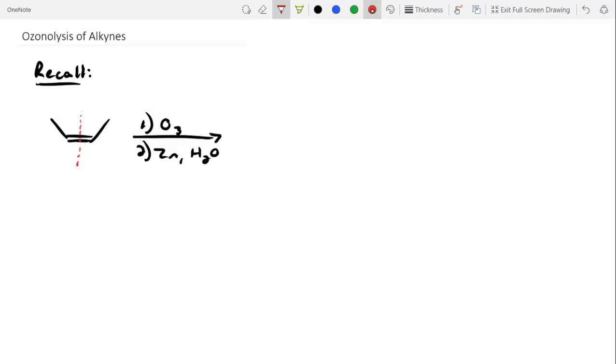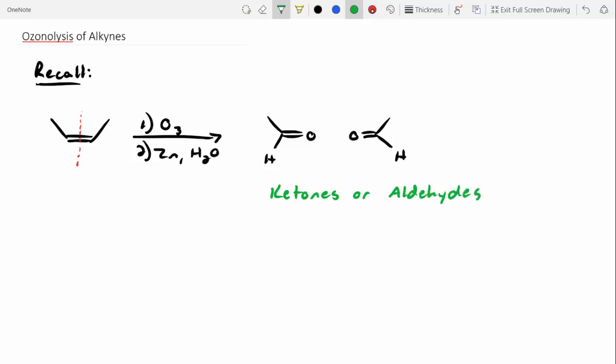Give you a hint. Will it be a ketone or aldehyde? Aldehyde, because we've got the hydrogens coming off of that alkene. So you'd have one aldehyde here and the other aldehyde over there. So ozonolysis of alkenes always gives you ketones or aldehydes. It depends on what your starting alkene is. With alkynes, it's a little bit different.